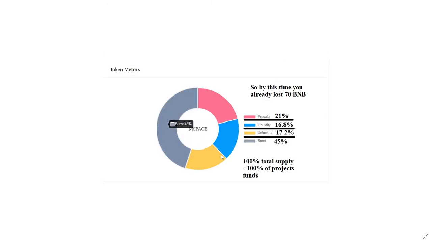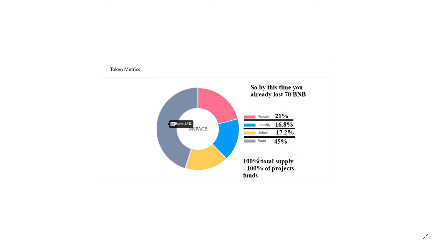And at the same time, looking into the future, after the launch of the token, this 45% burn already happened, which basically means the total supply of the token after the launch will be this sort of metric. So it won't be the total 100%, but it will be 55% of the initial total supply that will represent 100%.